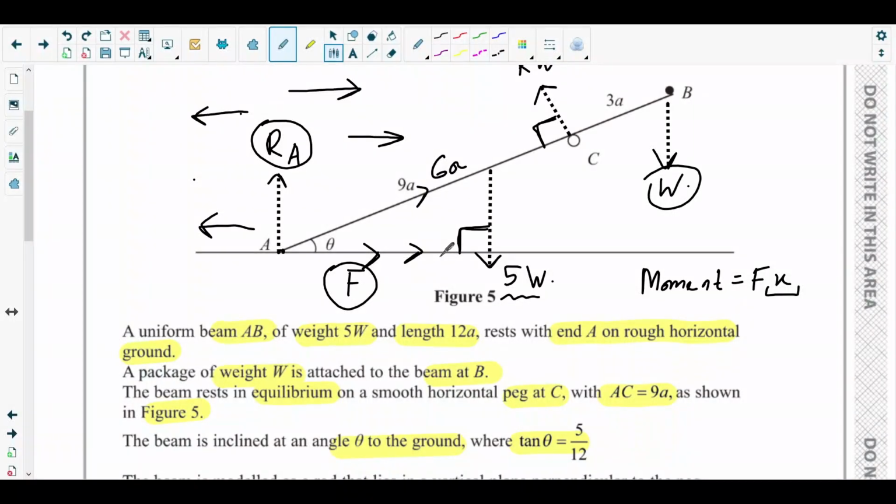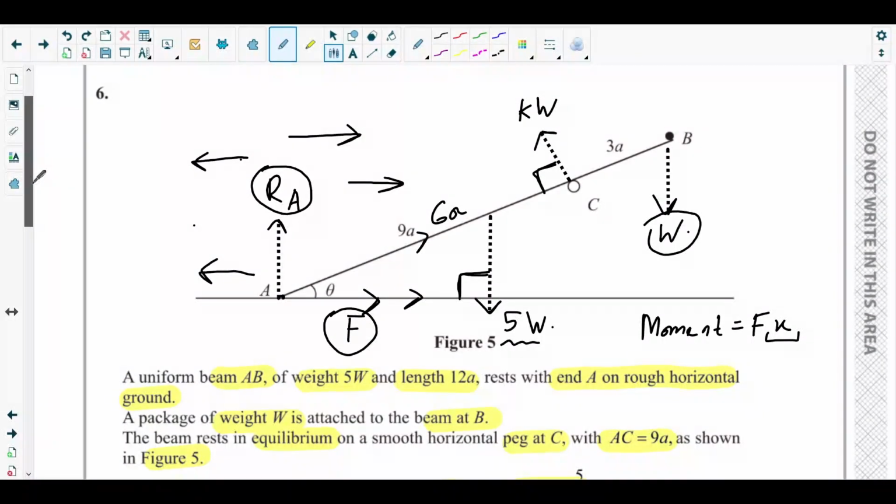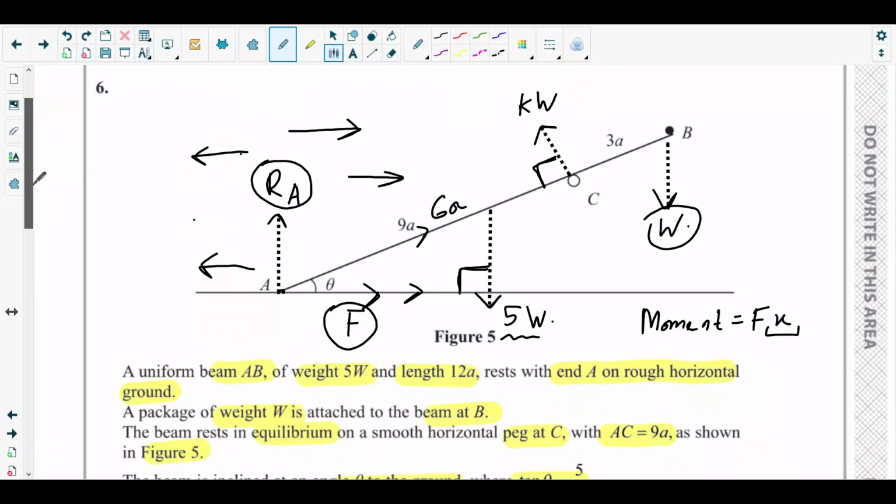Okay, so to get the value for mu, how can we do the work to get the value for mu? Look, at first consider the forces.